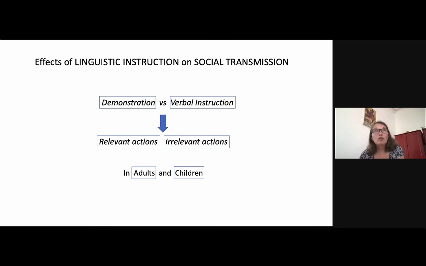So in our study, the aim is to explore the effects of linguistic instruction on social transmission. Specifically, we're going to test demonstration only versus verbal instruction only on the transmission of relevant and irrelevant actions, and we're going to do this in adults and children.